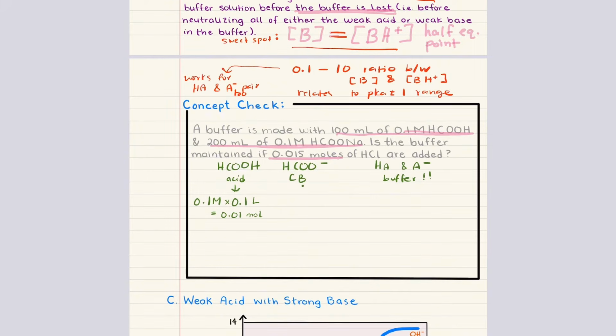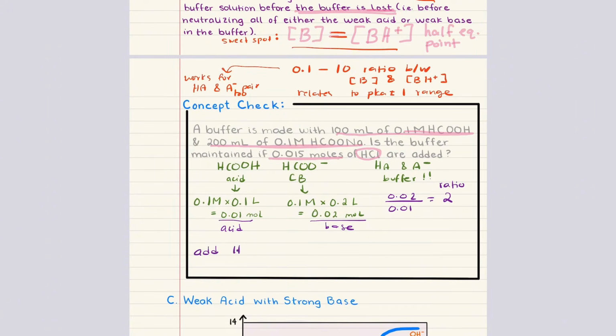Now for formate, we have 0.1 moles per liter. We're going to multiply that by the volume, 0.2 liters, and that gets us 0.02 moles. So initially, the acid-base inventory is 0.01 mole of acid and 0.02 mole of base. So that means that the base to acid ratio is equal to 2.